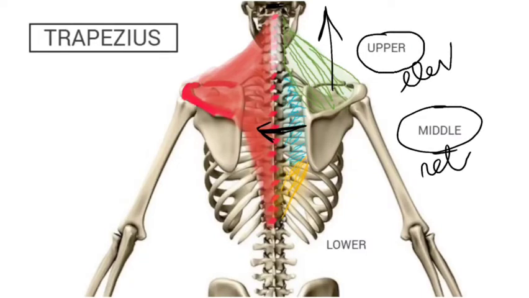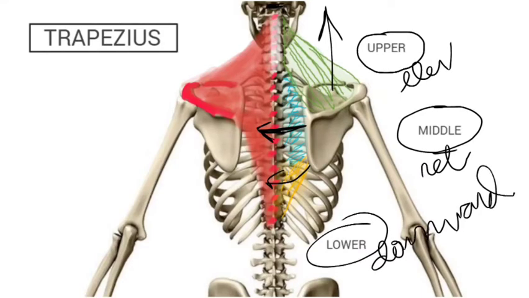And lastly, the lower fibers, the ones in yellow, can pull on the medial border of the scapula inferiorly or downward, causing downward scapular rotation. Downward, let's just put downward rotation.